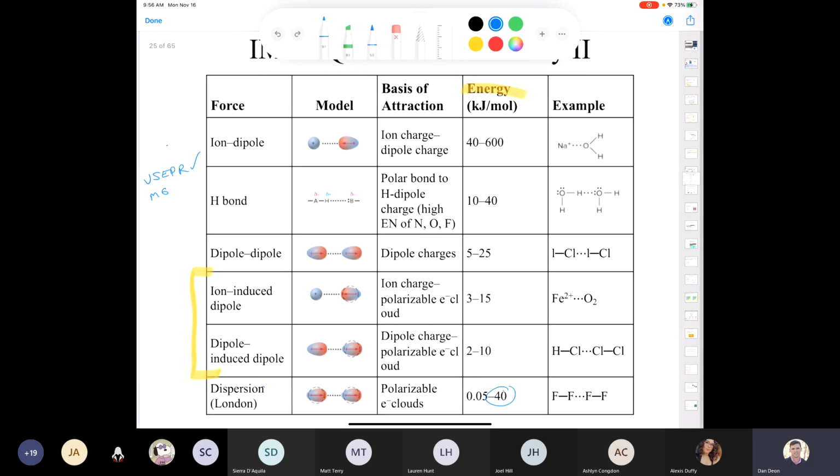Okay? All right. Somebody asked, will questions on the exams look like the one we just did on intermolecular forces? Yes, absolutely. Okay, they're definitely going to be in the same vein.